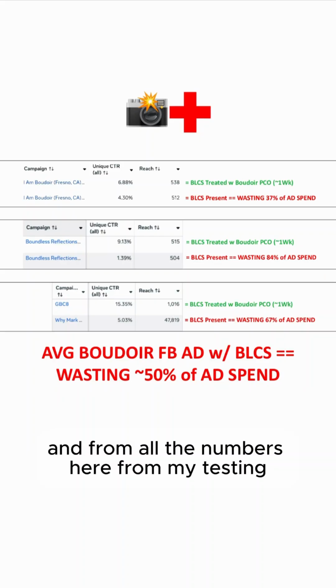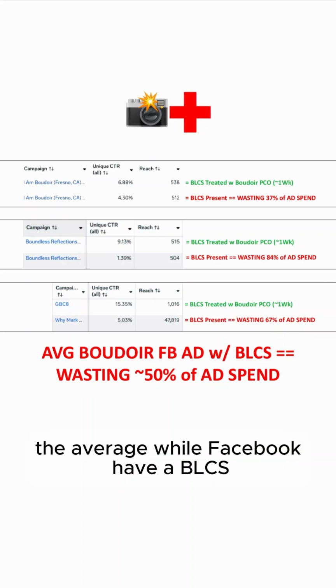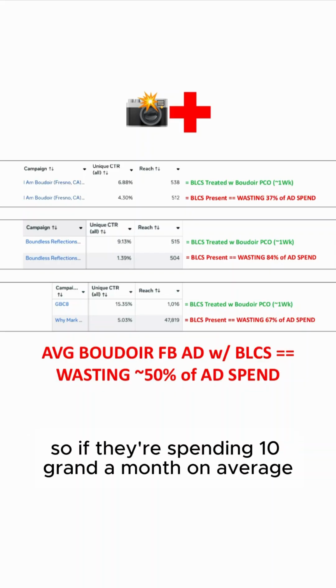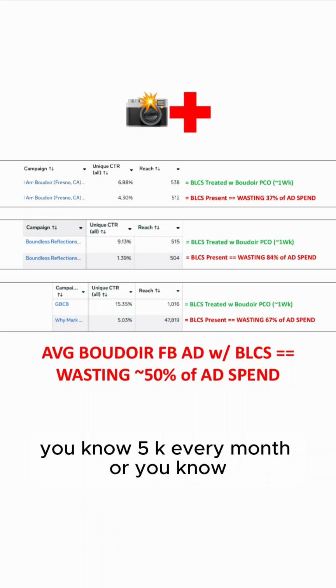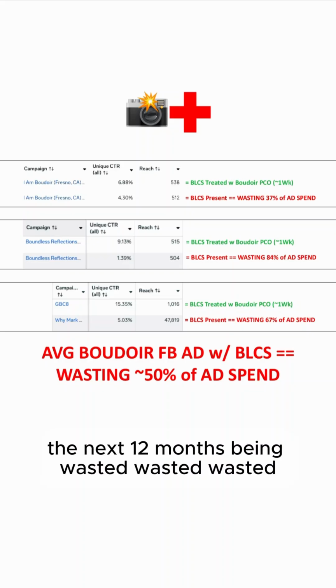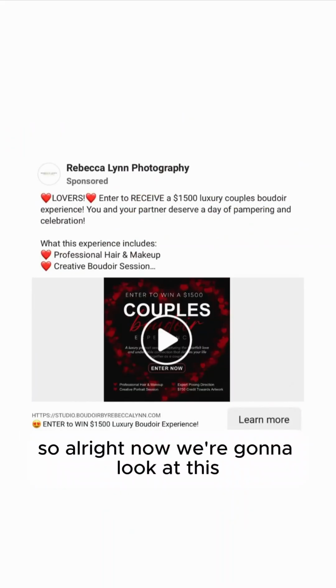And from all the numbers here from my testing, the average Boudoir Facebook ad with BLCS wastes approximately 50% of its ad spend, literally half going down the drain. So if they're spending 10 grand a month, on average, 5K every month, or approximately 60 grand over the next 12 months being wasted. So, all right, now we're going to look at this.